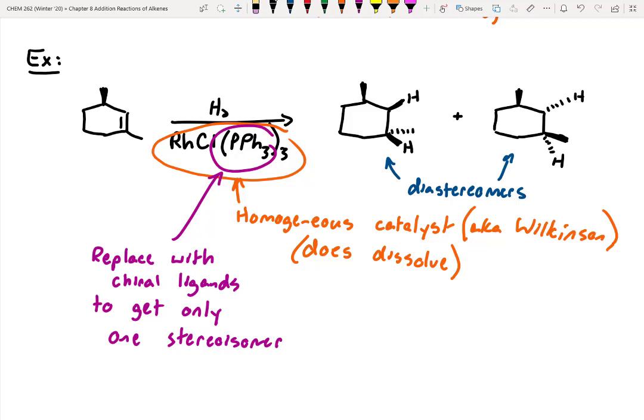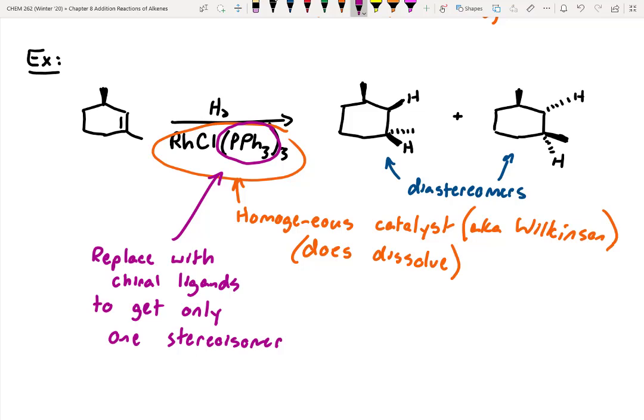So what they did was they just took these triphenyl phosphines, replaced them with chiral groups, and they're actually able to prefer hydrogenation on one side of the alkene and not the other side. So they're able to save 50% of their products from being wasted. So that was a big technological breakthrough. Really, the only way to prefer one stereoisomer over the other is to transfer chirality from your chiral catalyst to your final product. So it was a pretty big breakthrough in the late 50s.